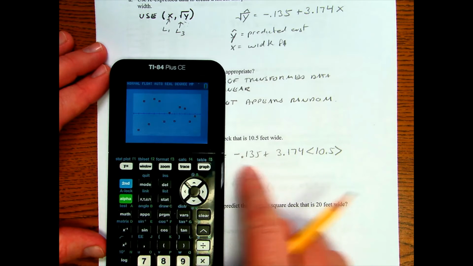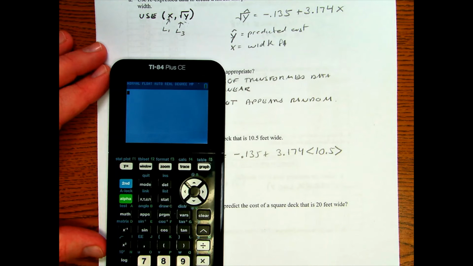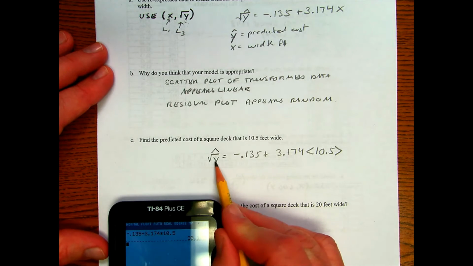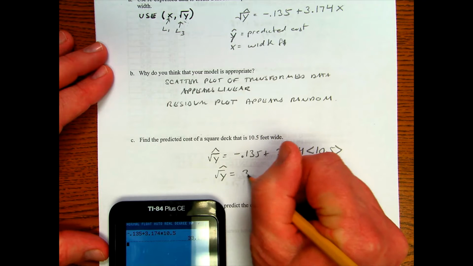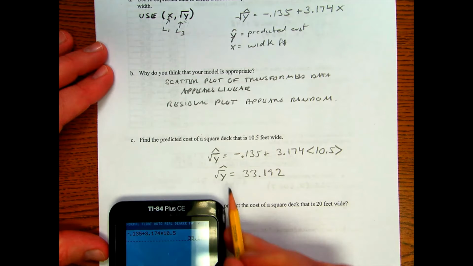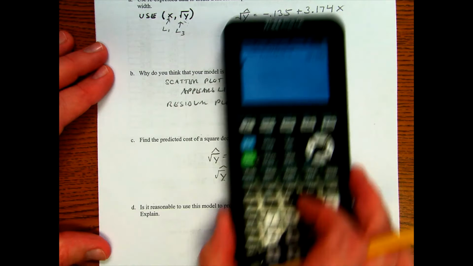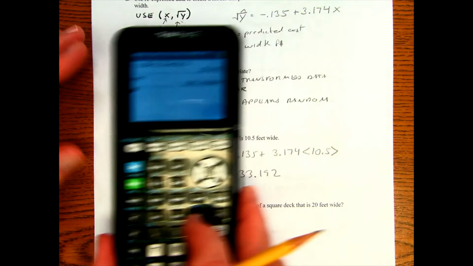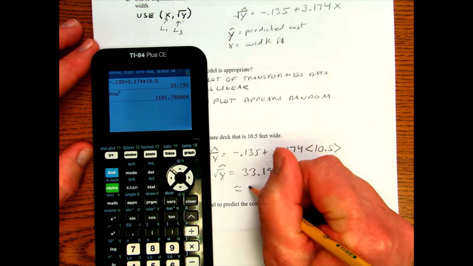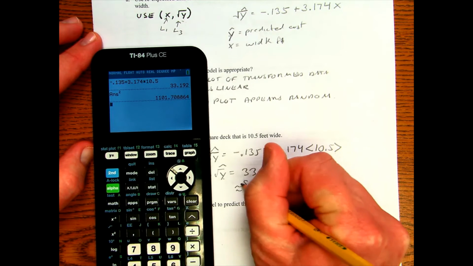So if we type the right-hand side of that into our home screen here, negative 0.135 plus 3.174 times 10.5, that gives us the square root of y. To get y by itself, you have to square both sides. So we can just take that answer and square it. And depending on what the rounding instructions are, it's about 1,100 bucks.